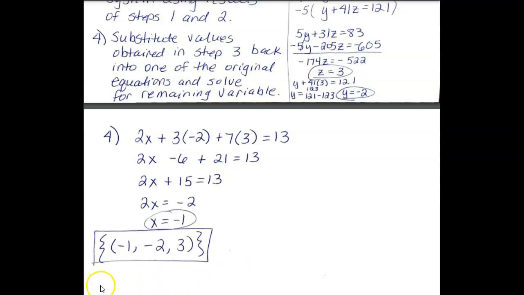And that is the end of this section. Remember, there's only 3 problems in the homework. They all will work just like we did this problem, and you should get a single ordered triple, an x, a y, and a z value.